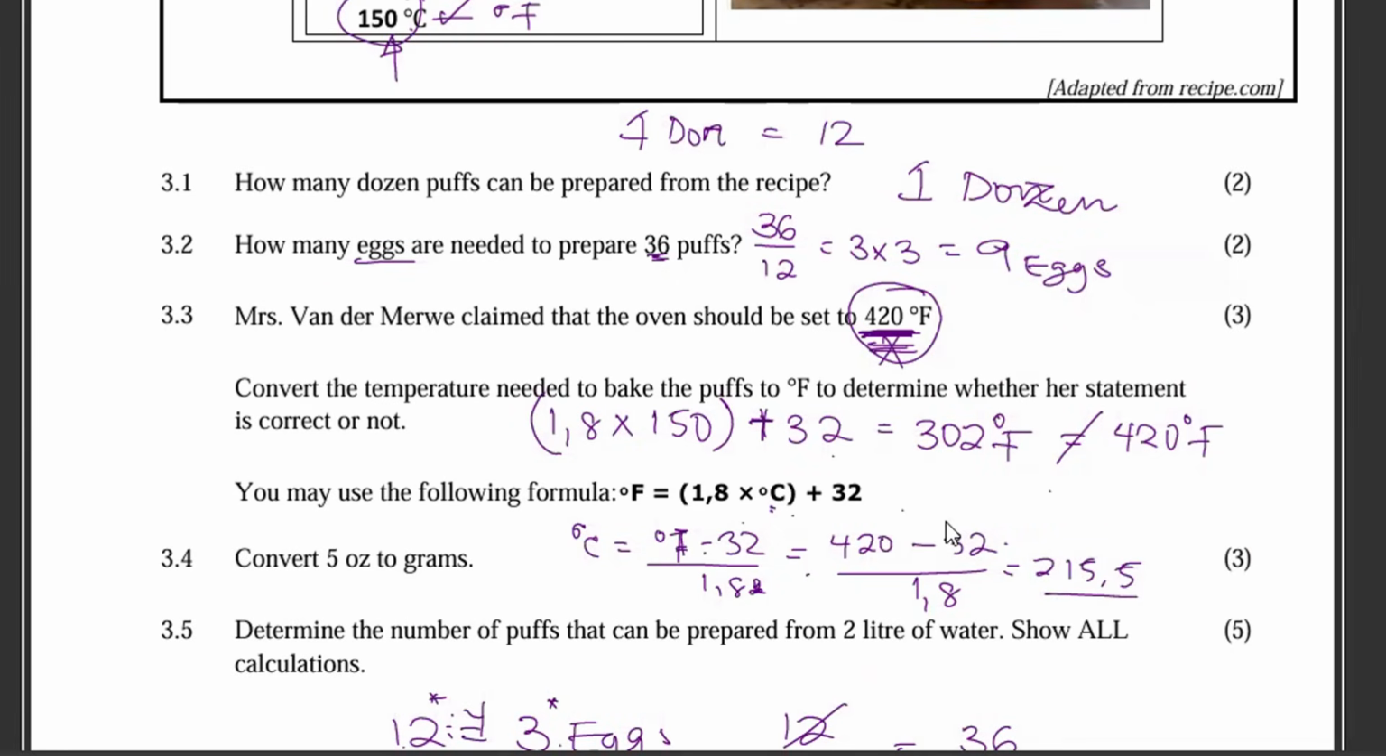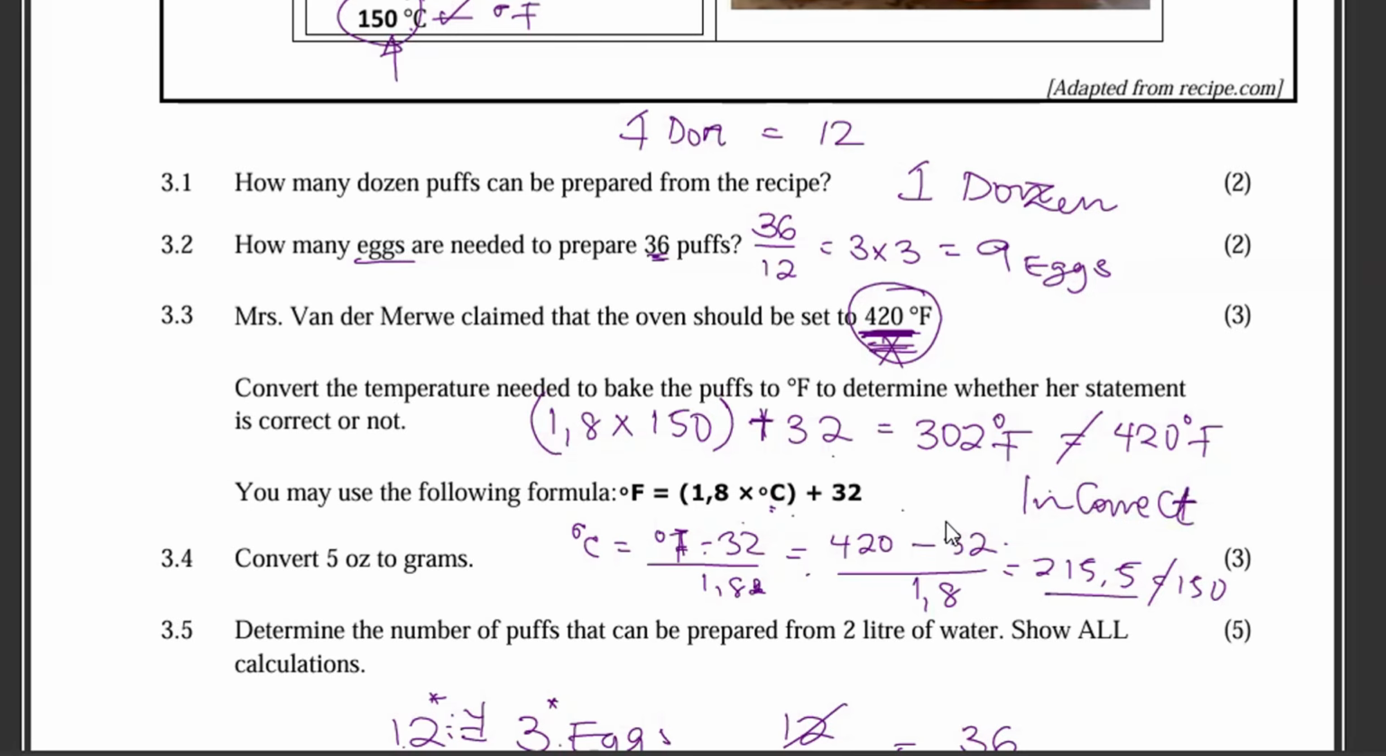215,55, which is not the same as 150. So the claim is what? It's incorrect. Or you can say it's invalid. Okay, 3.4. Convert 5 ounces to grams.